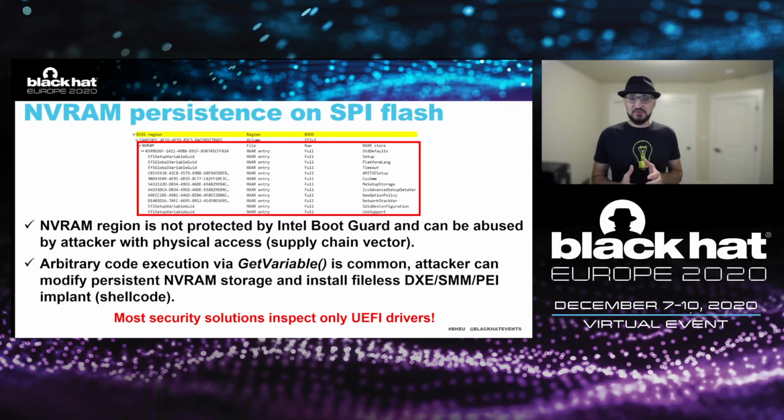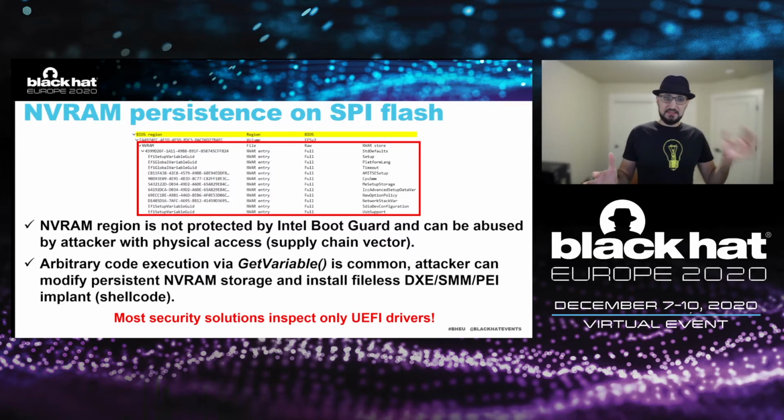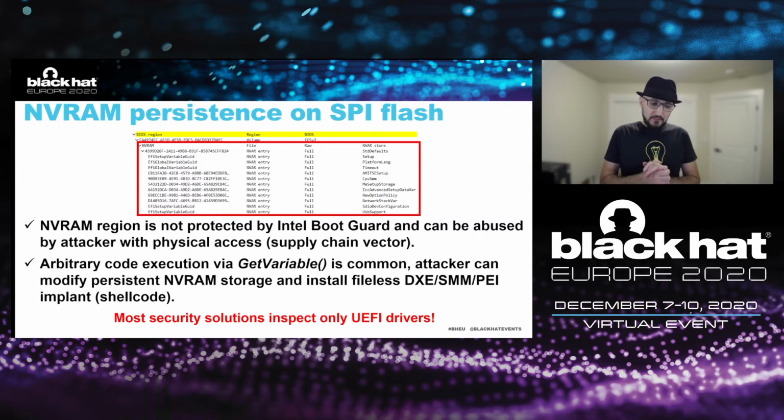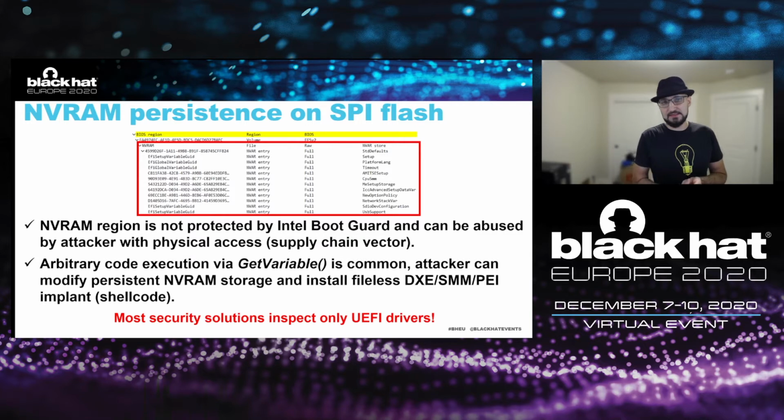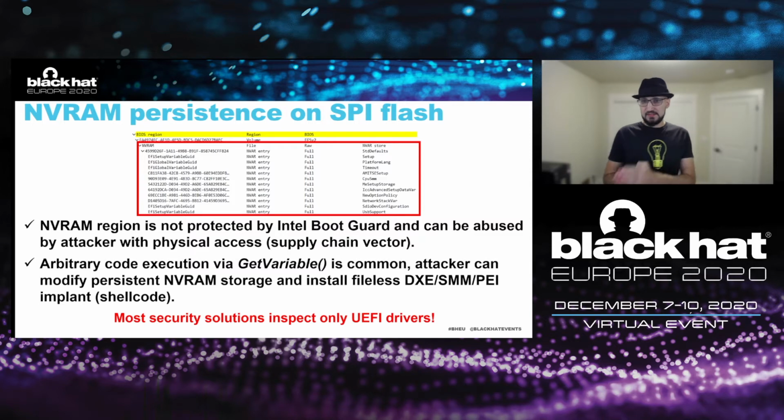Okay, let's talk about NVRAM as a persistent storage. NVRAM variables have two different types. There is a runtime storage, which is stored and accessible only when the system is running, during operating system work. But we also have a persistent storage on the SPI flash, where the variables are stored and survive a reboot. So in this storage, we have enough variables to create a dangerous attack surface.